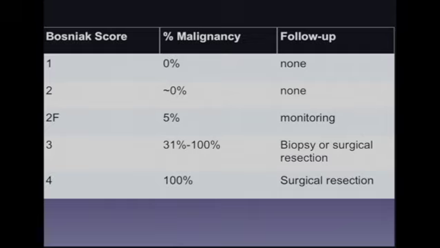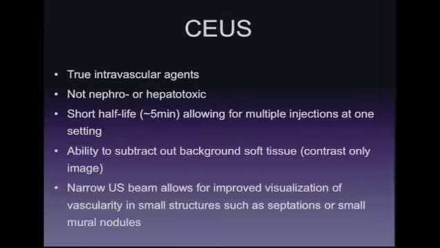Based on the literature, lesions with a Bosniak 1 score have a 0% chance of malignancy and do not require additional follow-up. Bosniak 2 lesions have an essentially 0% chance of malignancy and usually are not recommended for additional follow-up. However, the subgroup of Bosniak 2F lesions have approximately 5% chance of malignancy, and serial monitoring is advised for these lesions. Bosniak 3 lesions have been reported to have a 31% to 100% malignancy, and these lesions are usually either biopsied or go to surgical resection. A Bosniak 4 lesion has an approximately 100% chance of malignancy and should be surgically resected.